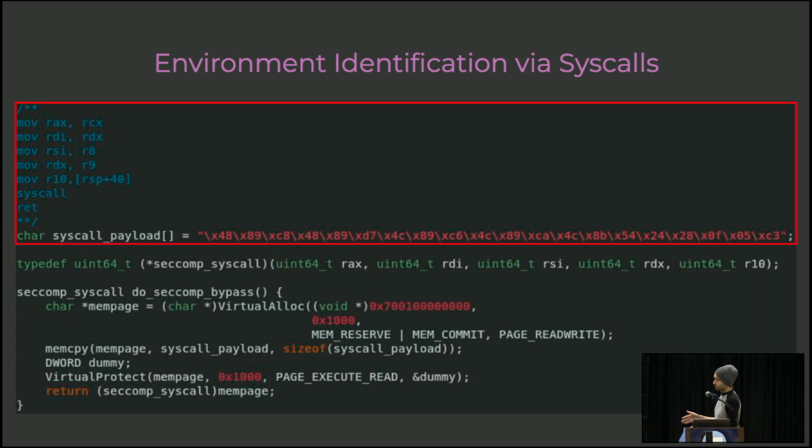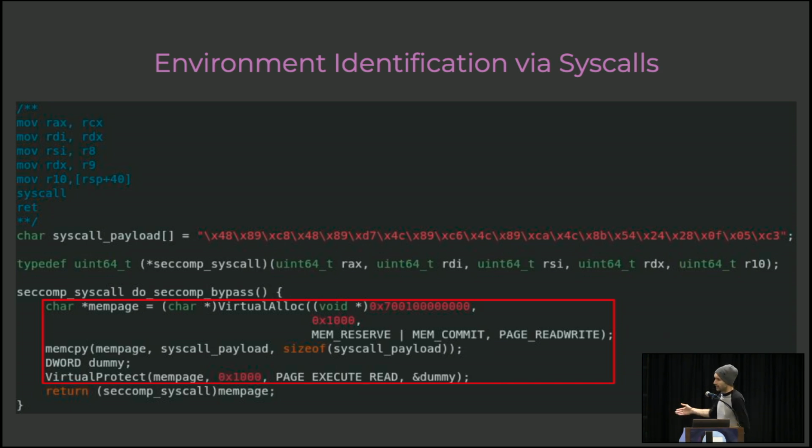First things first, we've got an assembly payload, and all it's going to do is take our arguments from a C function, translate them into the arguments for syscall, issue that syscall, and return the value. So what this means is we can make syscalls basically in the form of a C function call. Then we're just going to allocate a page of memory at that really big address that we asked for. We copy our syscall payload to that, and then we call VirtualProtect to make that memory executable, so that we've basically created our syscall function at that address.